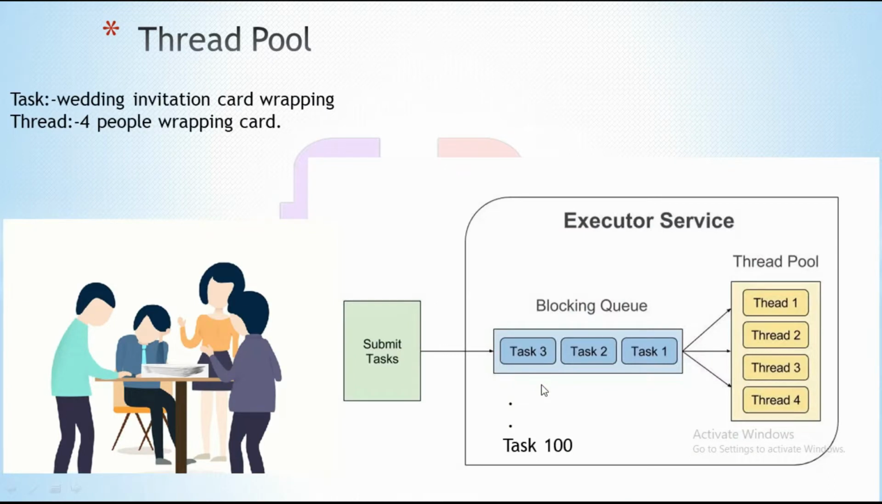Let's see a real life example of a thread pool. Here we have one task, wedding invitation card wrapping, and here we have 4 people. Let's consider that wrapping one wedding invitation is one task. Here we have to wrap 100 wedding invitations. That means we have 100 similar tasks, and here we have 4 people doing that task. That means here we have 4 threads.